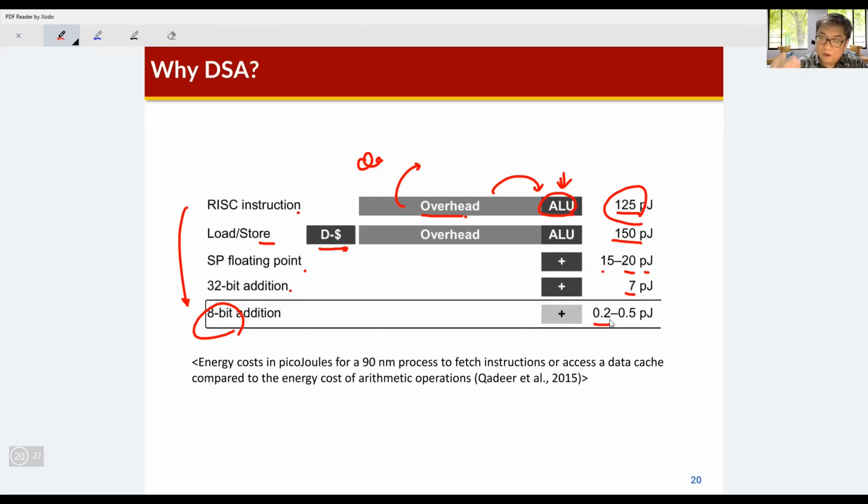So why domain-specific architecture? We can consume this small amount of energy for execution, but we need a large amount of energy for general execution of instructions.